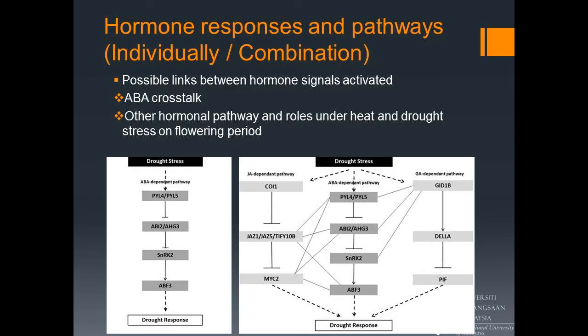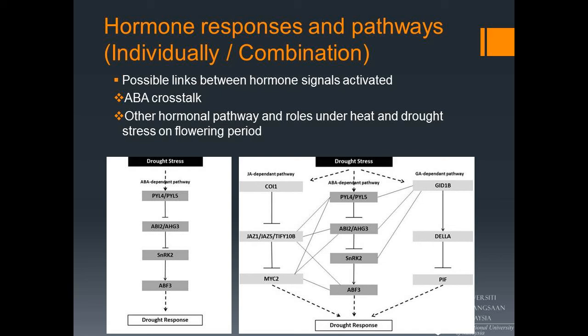As I mentioned before, hormone response and pathways work individually or in combination. There are possible links between hormone signals activated. We call it crosstalk signaling. In this case, this is the ABA crosstalk with other hormonal pathways under heat and drought stress in the flowering period.